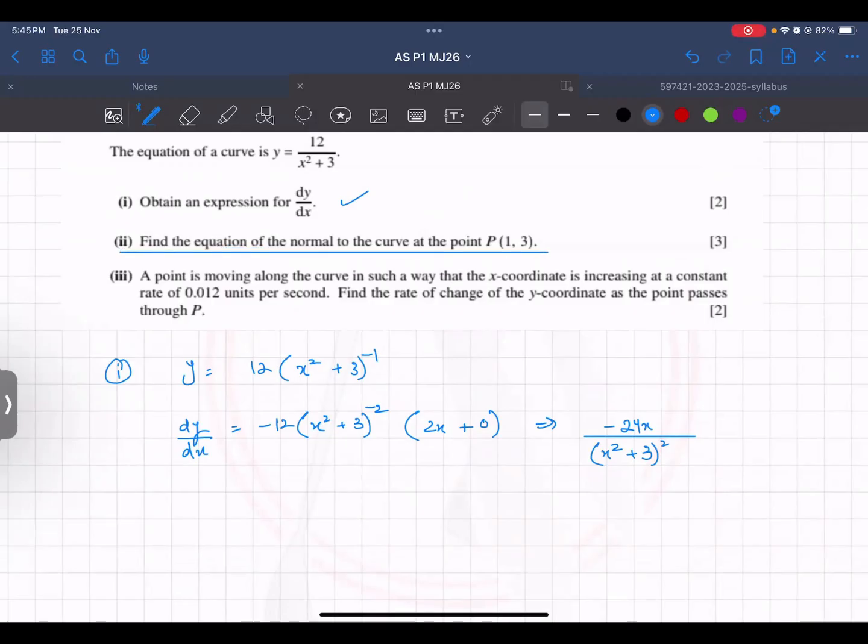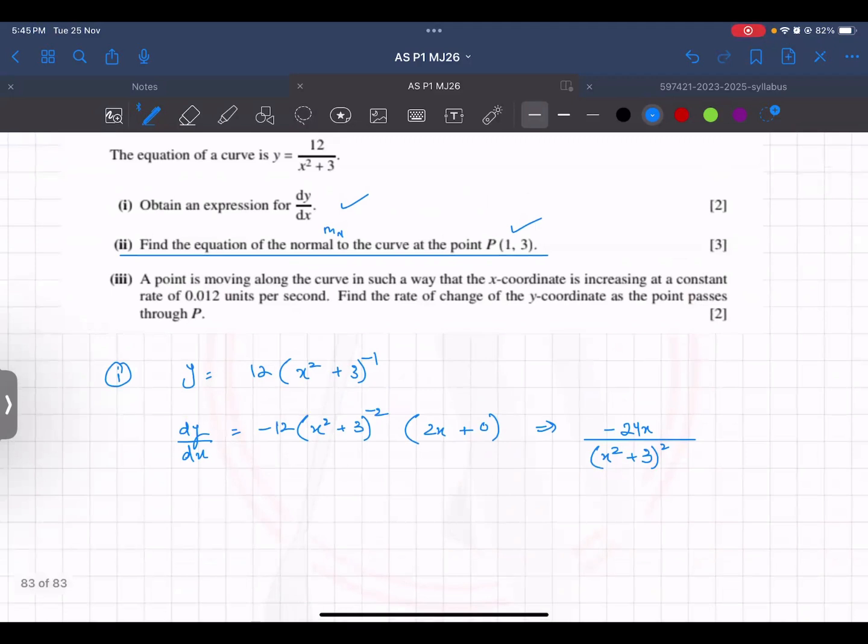This is the equation of the normal. You will find the gradient of the tangent using dy by dx at this point, and then you would take the negative reciprocal to get the gradient of the normal, and then use the gradient of the normal and the point to find the equation. We know this. I'm going to skip to the third part that is of concern right now.